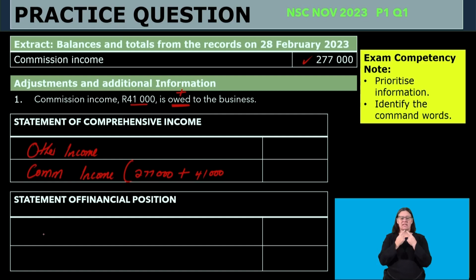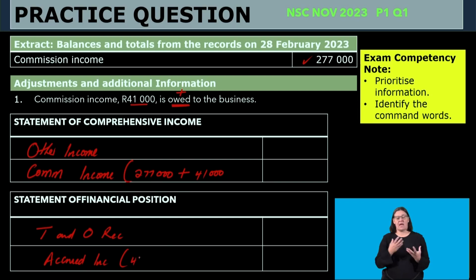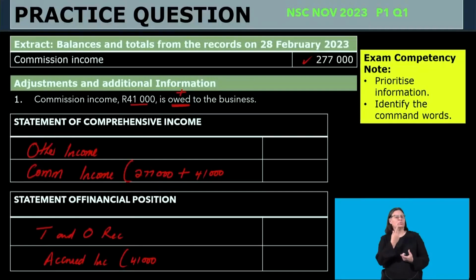Do you know where we're going to record this? In the statement of financial position, we go to our trade and other receivables. What do we say? We're going to record it as accrued income. Then we're going to have our 41,000. That is how we would record this particular adjustment. Let's go on to the next one and see what we are required to do.